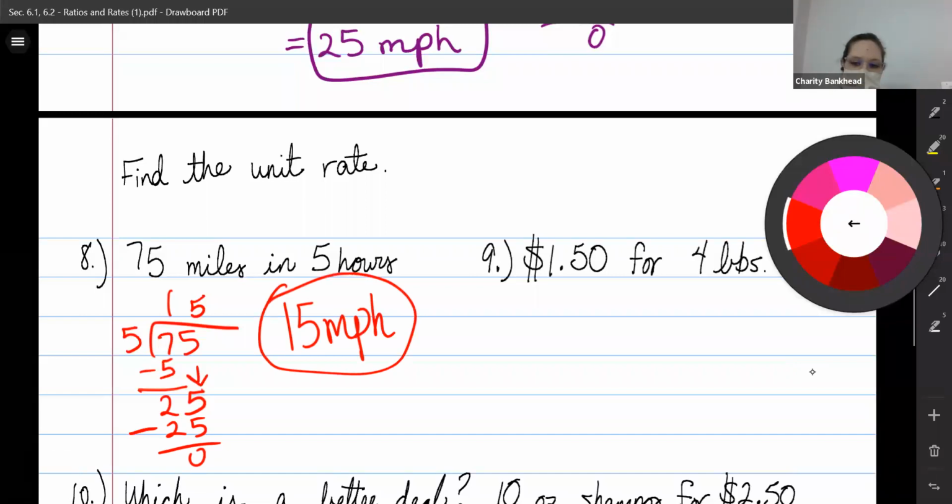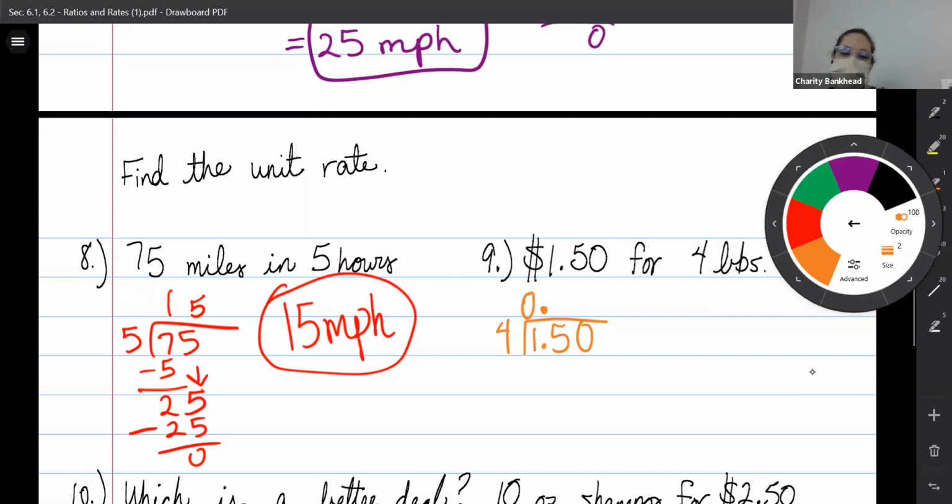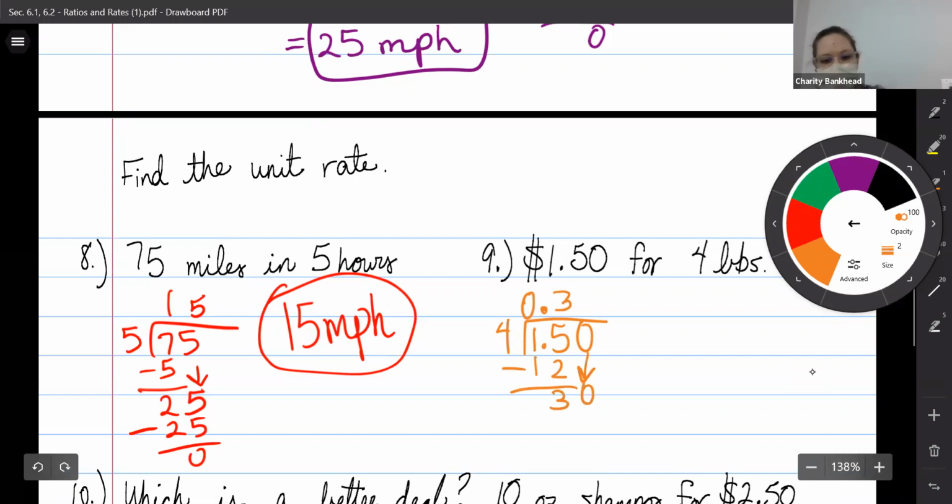And then $1.50 for 4 pounds. So we want to figure out the price per pound. So we're just going to divide 4 into $1.50. 4 can't go into 1, so that's a 0. 4 into 15, we go in 3 times. 3 times 4 is 12. 15 minus 12 is 3, bring down the 0. 4 goes into 30 6 times. 6 times 4 is 24. 30 minus 24 is 6. Bring down another 0.